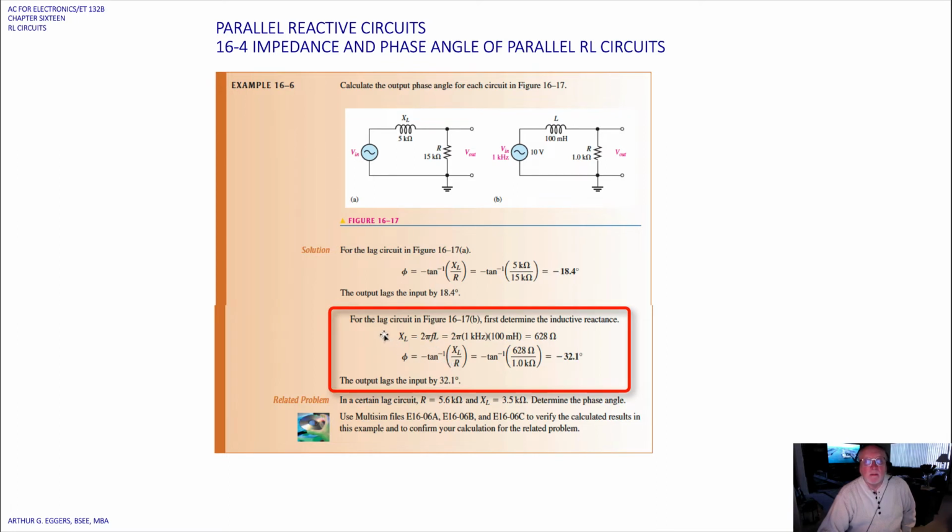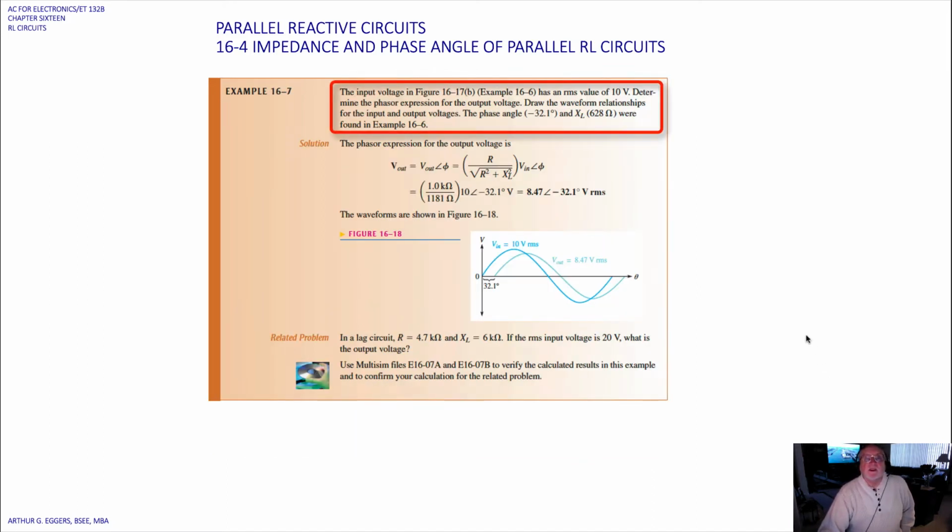So for the other part, now we have to calculate the inductive reactance. For this one, X sub L is equal to 2 pi FL. We end up with 628 ohms. Again, run that through the expression. You'll notice here we've got the negative sign, and therefore the value is flipped. Instead of R over XL, we have XL over R. So minus the inverse tangent of those two values gives us a minus 32.1. So the output lags the input by 32.1 degrees.